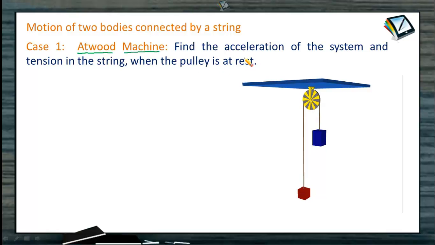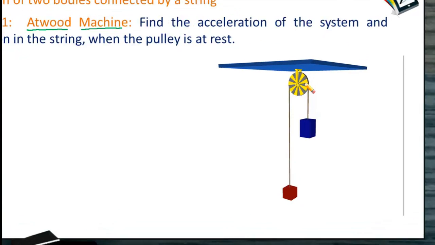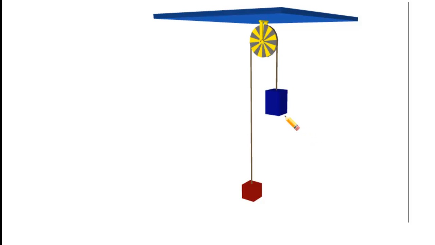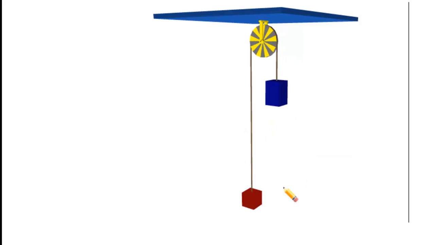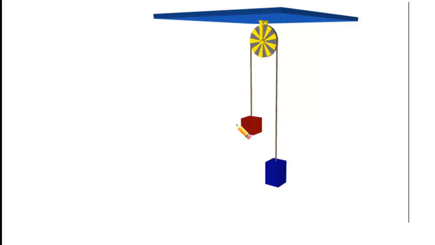We will try to calculate the acceleration of the mass m1 and m2 when this pulley system is at rest. That means the rigid support is not moving. Now only mass m1 and mass m2 are in motion. The pulley system is at rest. So let us see how the two bodies are going to move. As we see here, the pulley is only in rotation, and the blue color body is coming down, the red color body is moving up.